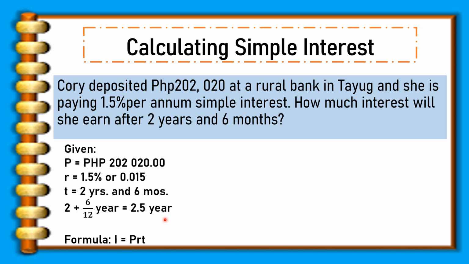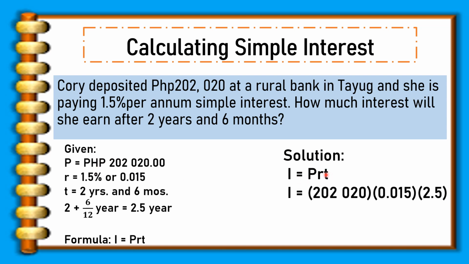And the formula is still I equals P multiplied by R multiplied by T. For the solution, simply input these values into the formula. P is replaced by 202,020 pesos, R by 0.015, and T by 2.5. Actually, we express T in decimal form because 2.5 is a terminating decimal, so there is no need to approximate this value.